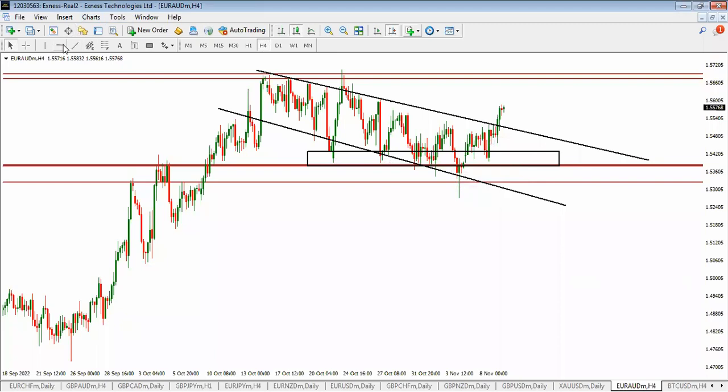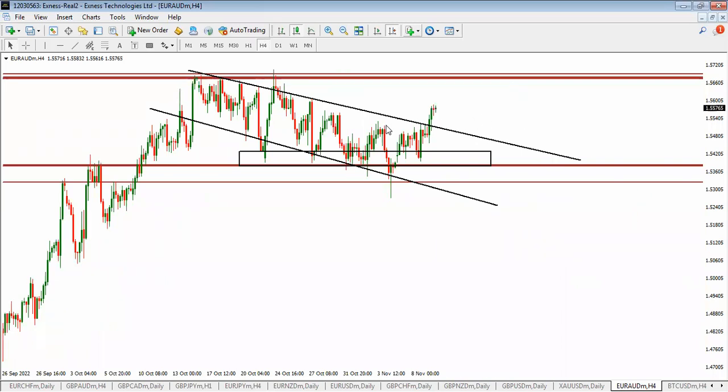Now, this is where we expect Euro AUD will still keep buying, guys. It will still keep buying until up here. Then we shall see what will happen. Until the main source, which is the top high. Okay? Now, I hope you've seen something about Euro AUD.